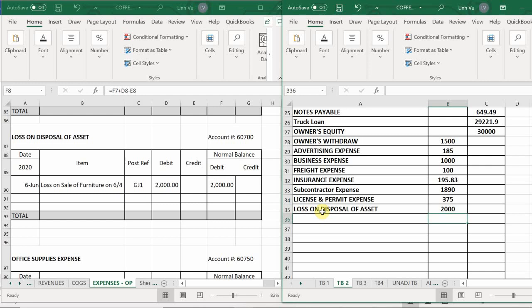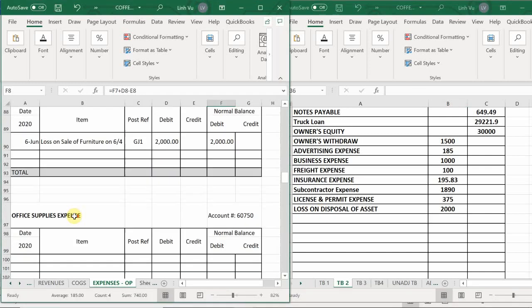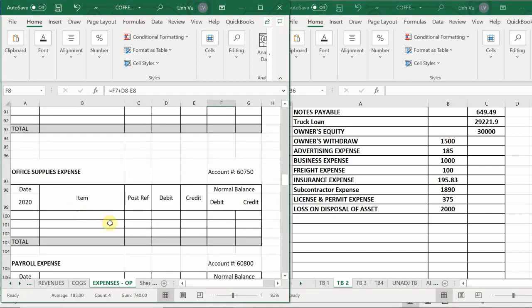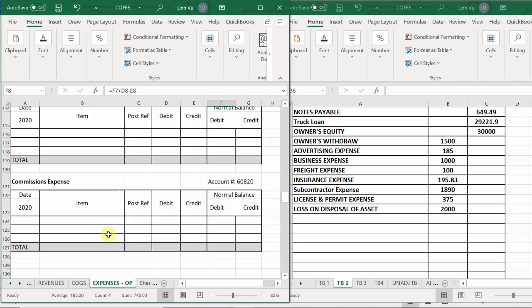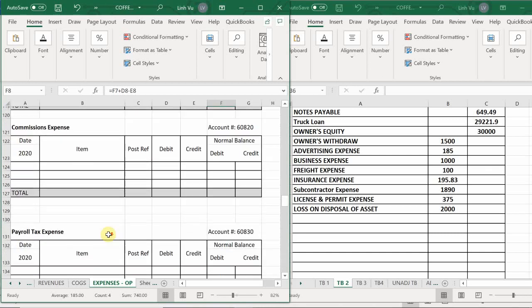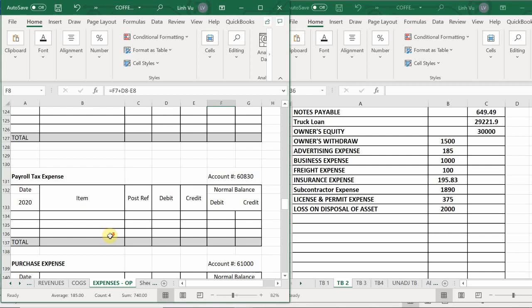Because we sold the furniture and we lost $2,000 out of it. See what else is next. We haven't bought office supplies, so there is no office supplies expense yet. We haven't dealt with payroll yet, so we could skip salaries, payroll, taxes, commissions.